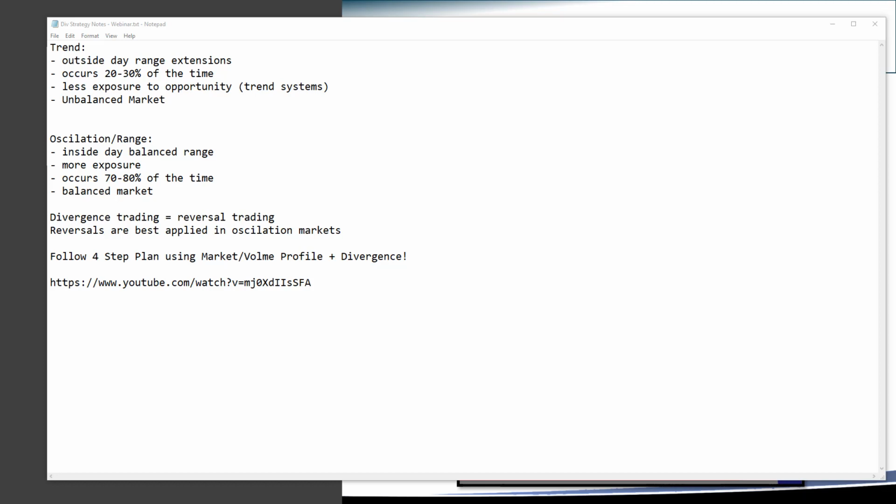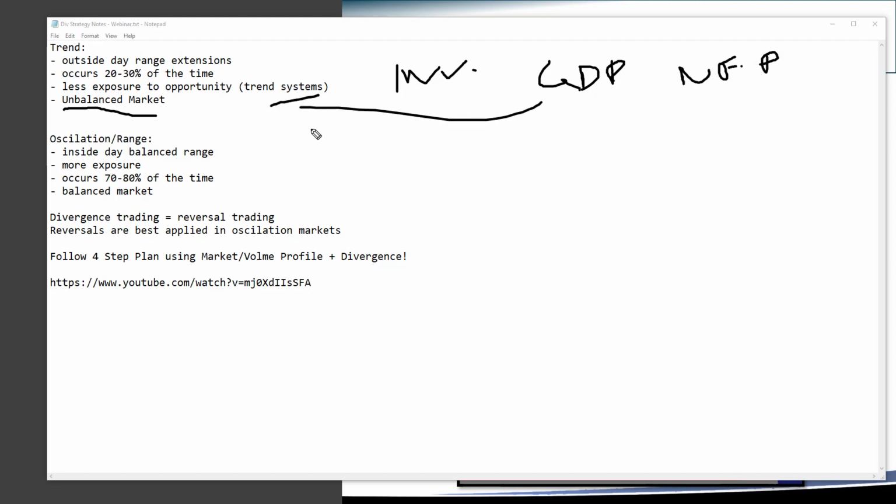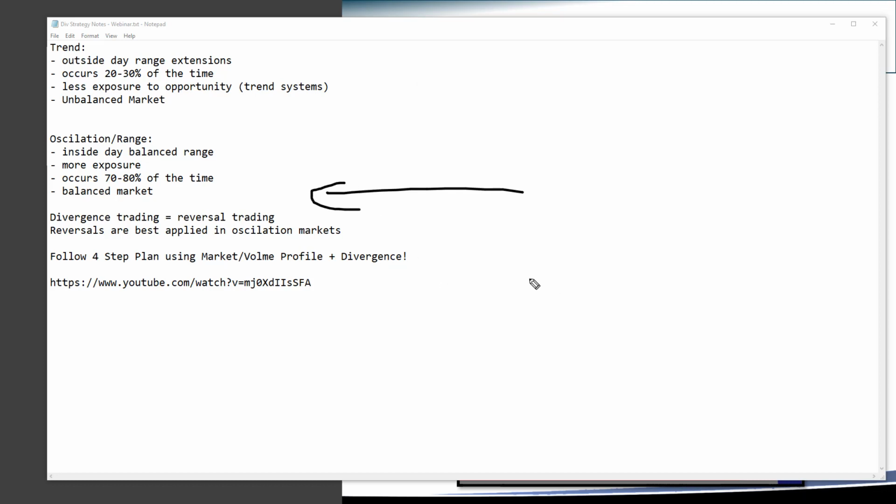Because if you think about trending conditions, it's an unbalanced market. Institutions, hedge funds, money managers, prop shops, they don't want an unbalanced market. That's normally inventory reports, GDP releases, non-farm payrolls. These things create trending conditions: news catalysts, fundamental driving factors that move the market. When this isn't happening, or when we don't have anything creating these large unbalanced factors, the market spends most of its time trading in what we call a balanced market.